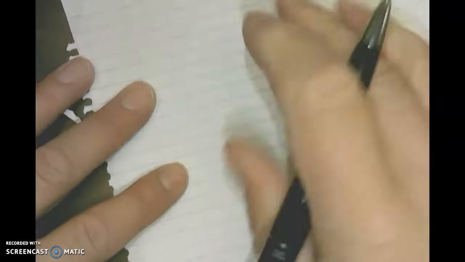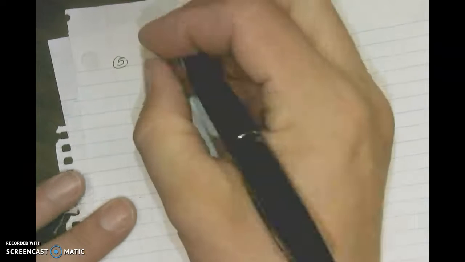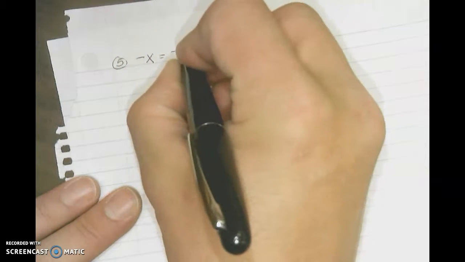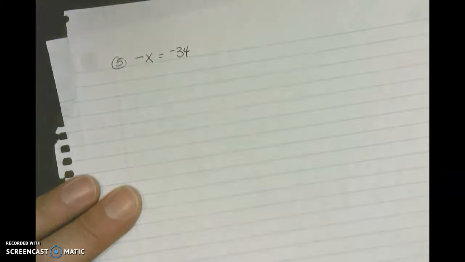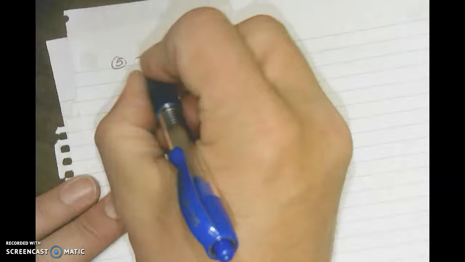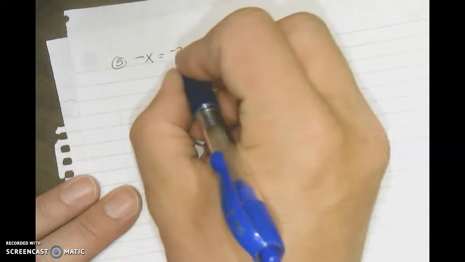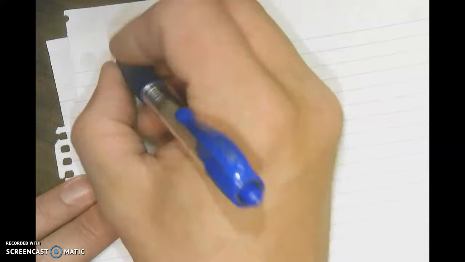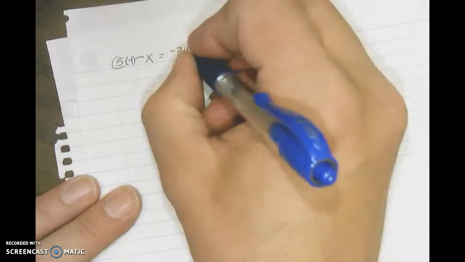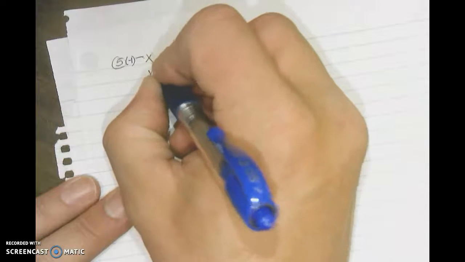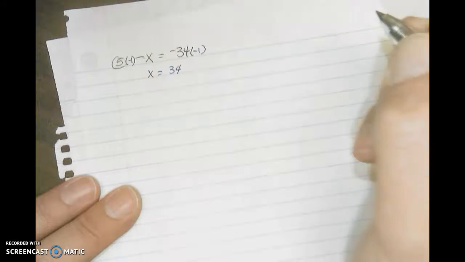We're on number 5. Let's do this. Okay, so number 5 is really easy. Negative x is equal to negative 34. So we notice that they're already kind of separated, but this negative is throwing us off. So I'm going to multiply by negative 1 to both sides. So x is equal to 34.